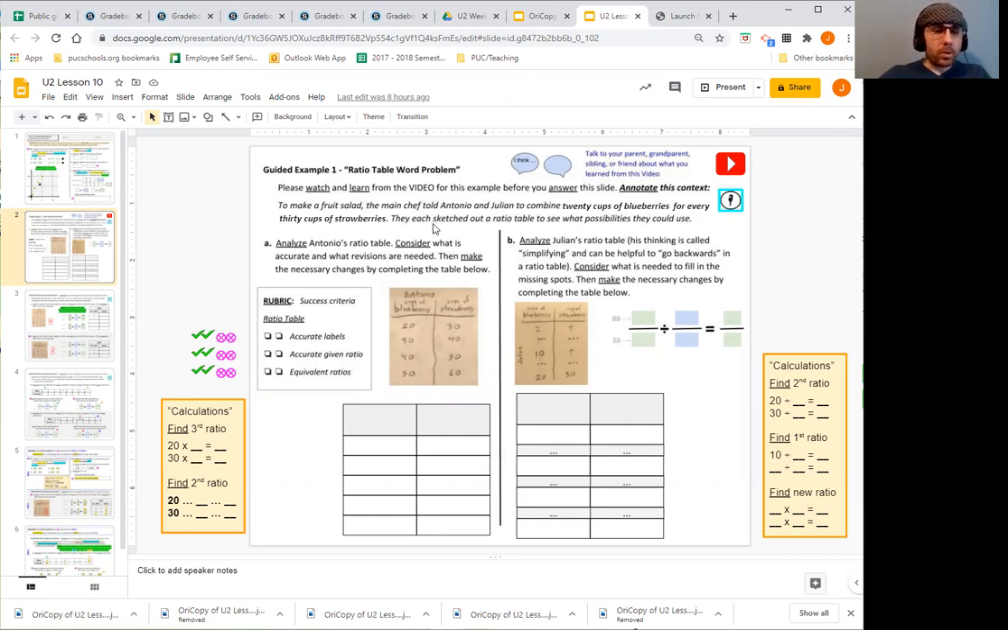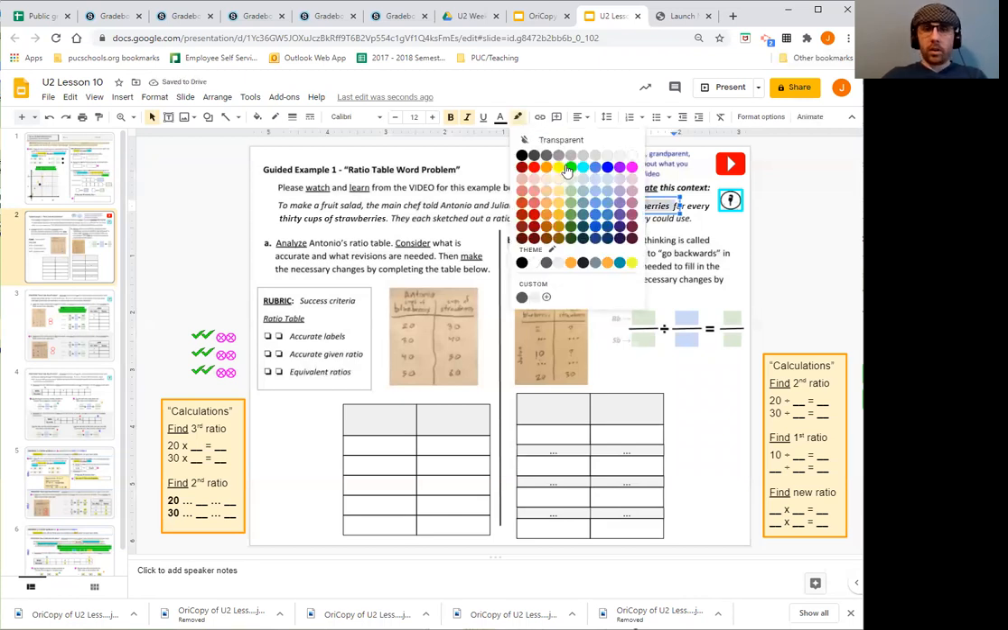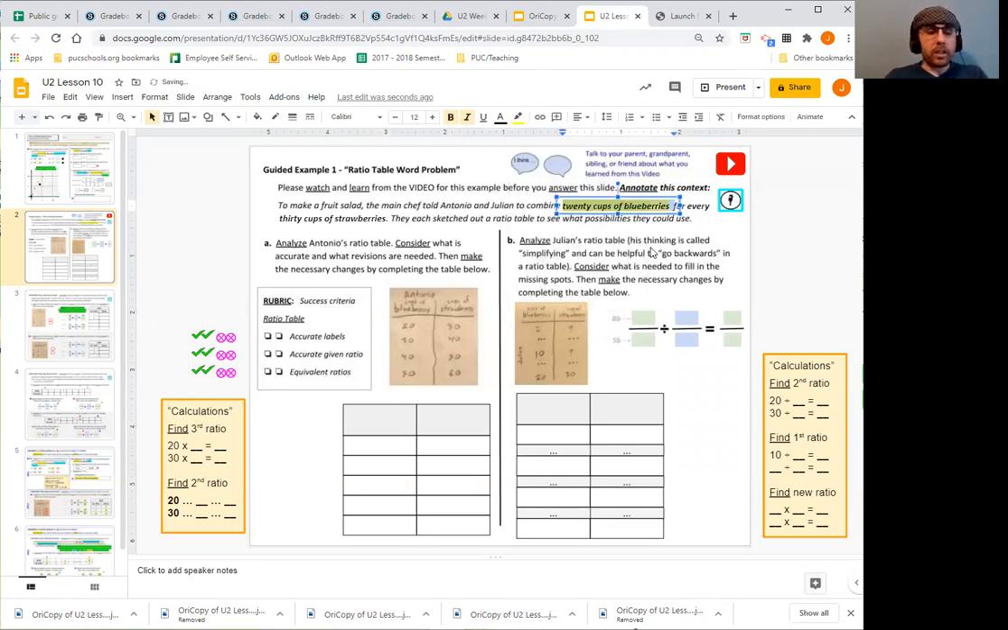So I'm going to look at the most important information in the context. So I see there's an amount here, 20 cups of blueberries. And so I'm going to highlight that. And just a reminder that you can highlight different types of things with different colors or the same color. It's up to you. It can be very helpful sometimes to highlight them differently so that when you see them later on in other word problems that are related to it, you can make the connections that you need to.